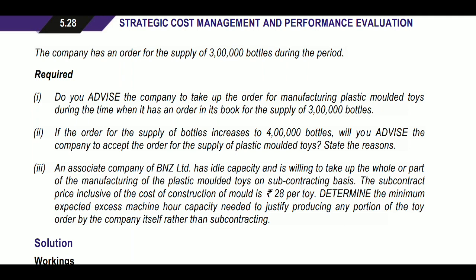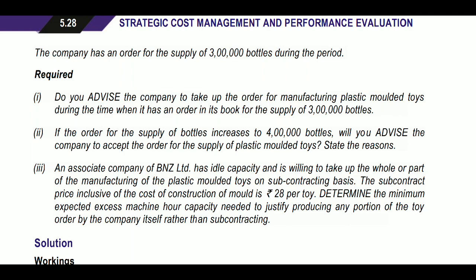Next, if the order for the supply of bottles increases to 4 lakh bottles, then 4 lakhs divided by 40 means 10,000 hours become necessary for bottles itself. We do not have an excess of 2,500, so we need an excess of 2,500 if we accept the ties. Then we will compare this, whether we produce that or this. We will decide based on contributions.